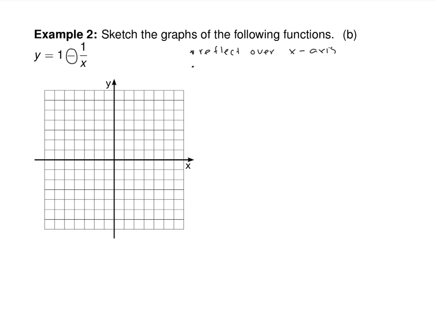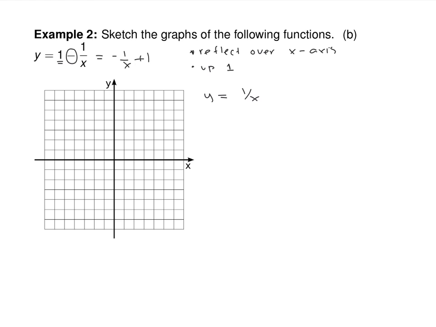What's the plus 1 going to do? This really is a positive 1, right? You could think about this as negative 1 over x, plus 1, right? Same thing. It's going to take that flipped thing and move it up 1. So first of all, let's figure out what is the parent function. What is this thing you have to graph? And the parent function is 1 over x.